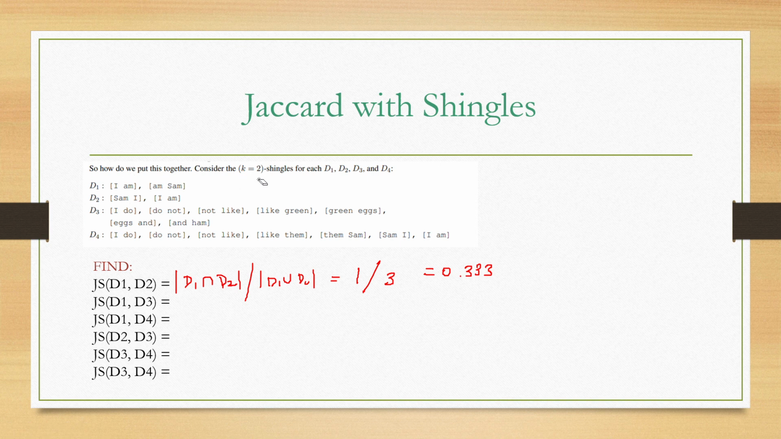Now let us find what will be the similarity between document 1 and document 3. Now if you see here, there are no elements which are the same. So there is no intersection between these documents. So this is directly 0, or if you write it divided by 9, it becomes a 0 here. Next, let us find the similarity between D1 and D4.